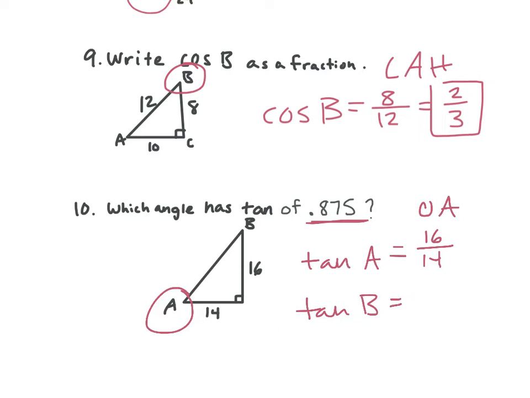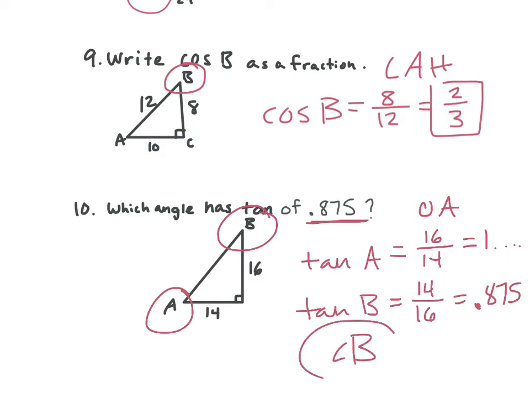Now let's do the tangent of angle B. What's opposite of angle B? 14. And what's adjacent to angle B? 16. If we put these two in our calculator, the first one we're going to get 1 point something. And the second one we get what? 0.875, which is exactly what we're looking for. So angle B is the answer.